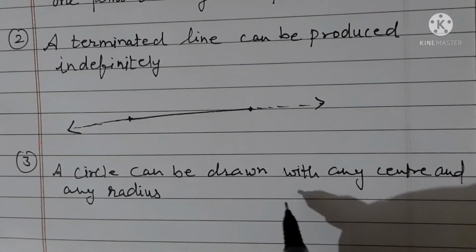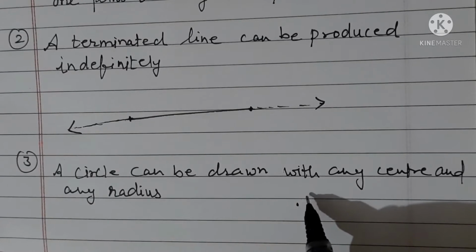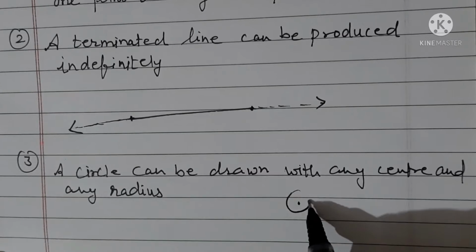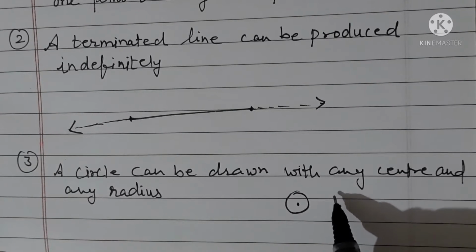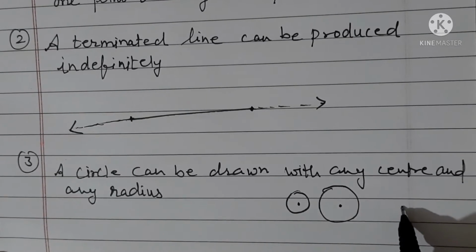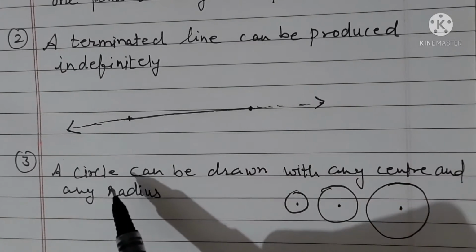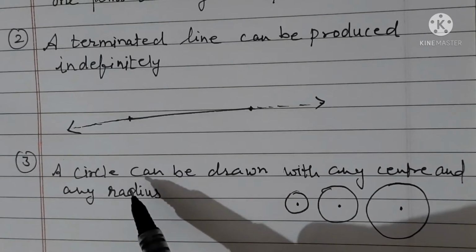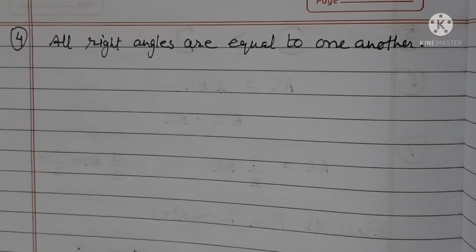And suppose this is the center, and taking a radius, draw a circle. One more circle, you can draw with another center like this. One more circle. It shows a circle can be drawn with any center and any radius.